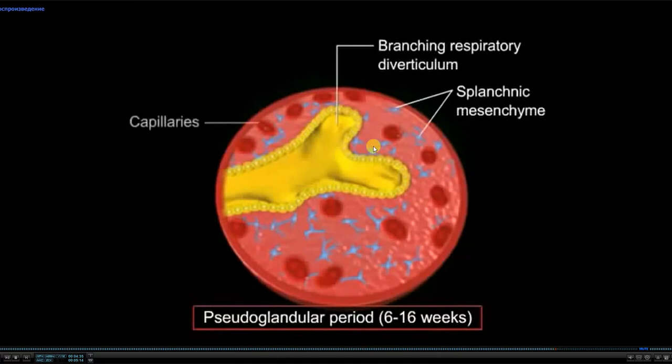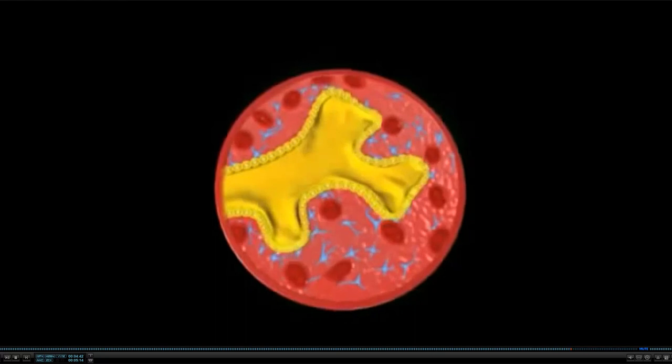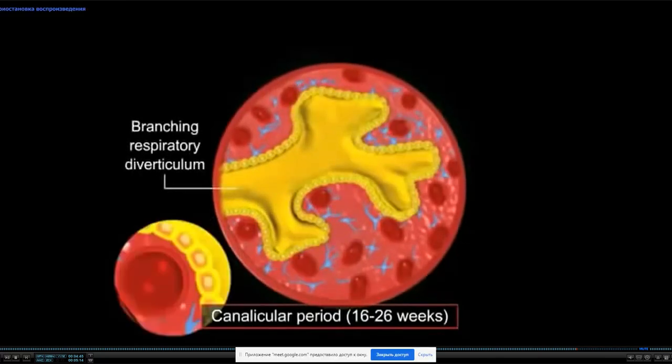Then the respiratory diverticulum branches here and forms structures which in histology resemble a gland, right? And that's why this period is named the pseudoglandular period. Here around we have mesenchymal cells, or splanchnic mesenchyme, and capillaries and veins from the aorta of the sixth pharyngeal arch. Then, when branching continues after 16 levels of bifurcations, it forms the canalicular period.